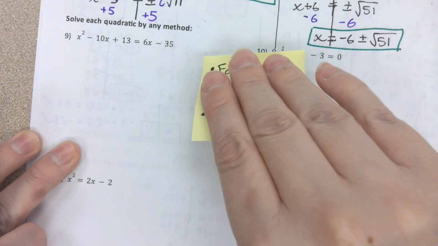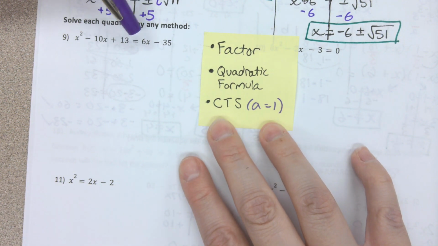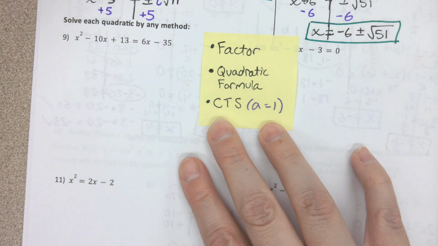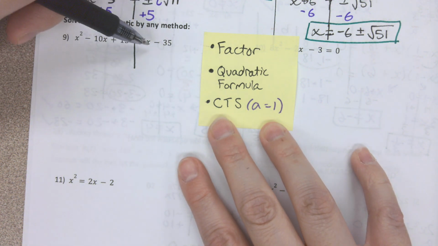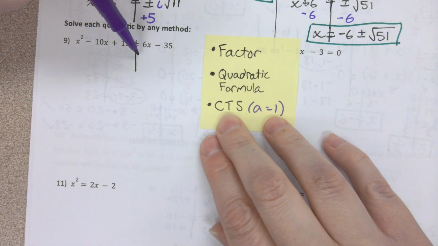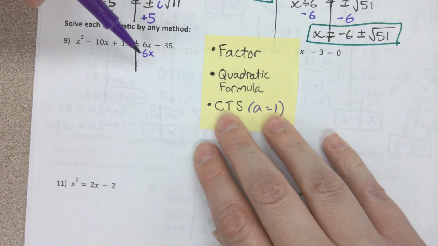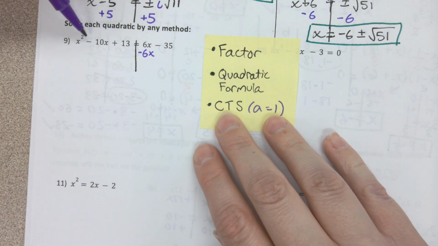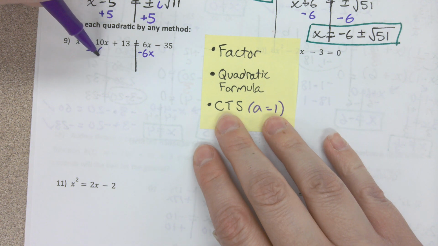Number 9. X squared minus 10x plus 13 equals 6x minus 35. First off, we can't start yet. We have to get this equal to 0. So that's 6x. That's positive. I'm going to minus 6x on both sides. This time, I do have a like term I can combine it with. This negative 10x here, they both have an x. So I'll put this underneath.